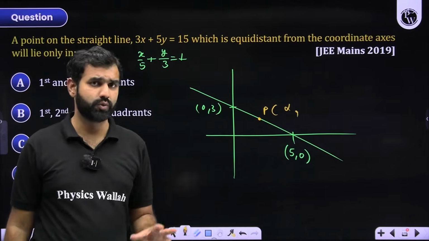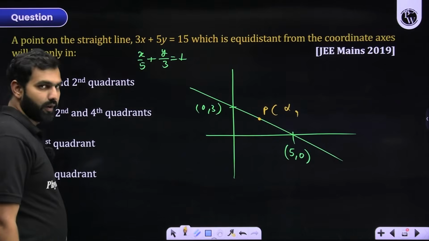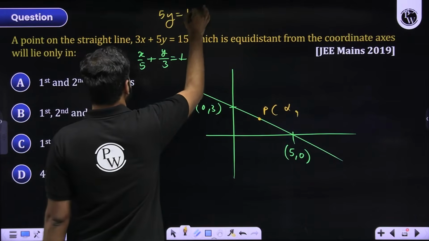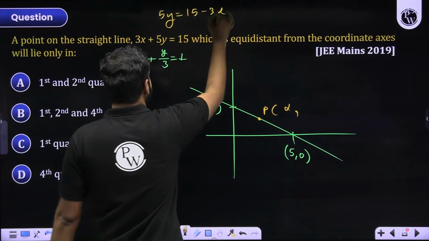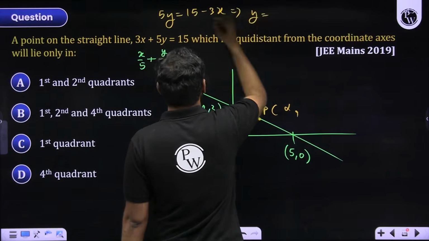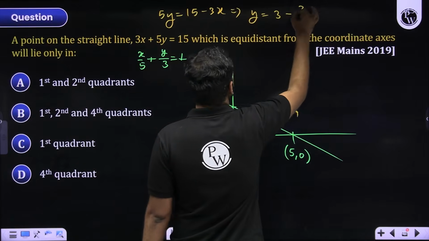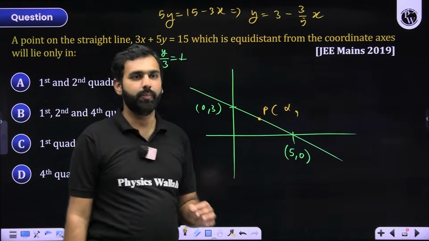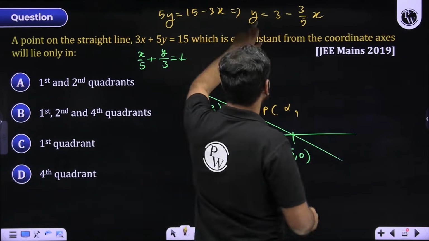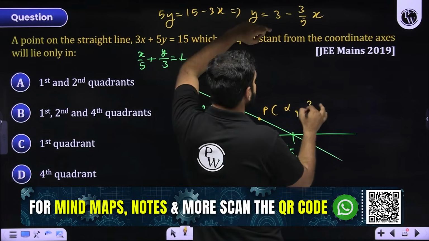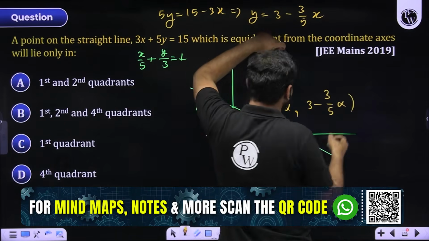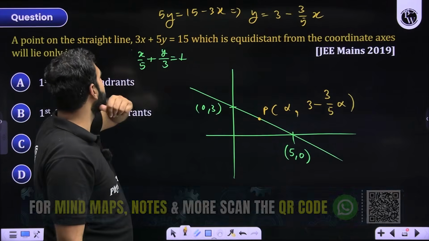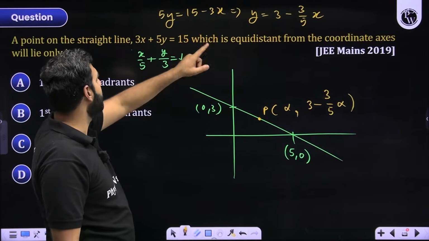Can I say something about its y coordinate? What I'll say about its y coordinate will be a very simple result. See, from here, can I say 5y is 15 minus 3x? So can I not say that y will be 15 by 5, which is 3, minus 3 by 5x? So if I'm considering the x coordinate of P to be alpha, can I not say the y coordinate of P, which lies on this line, will be 3 minus 3 by 5 alpha? Let me just verify it once so that we don't commit any calculation based error. 5y is equal to 15 minus 3x. So y should be 15 by 5, which is 3, minus 3 by 5x.